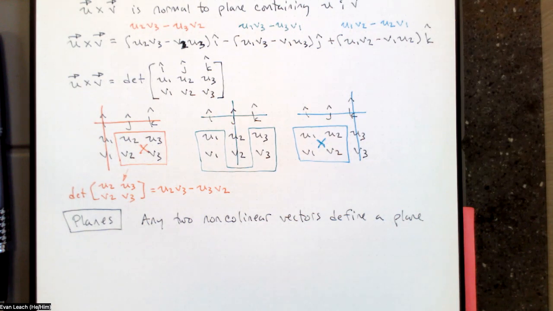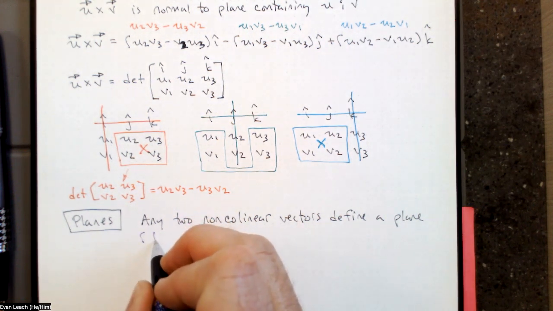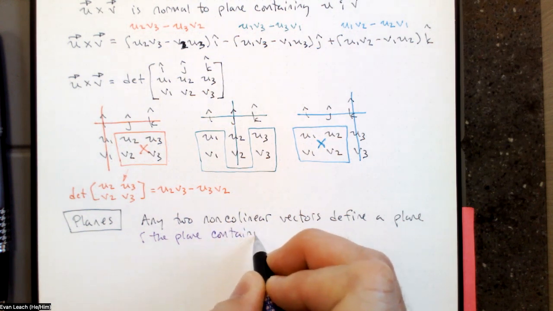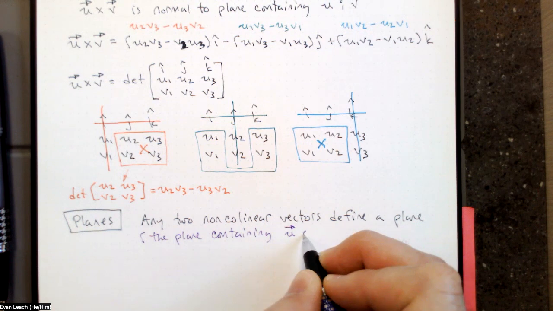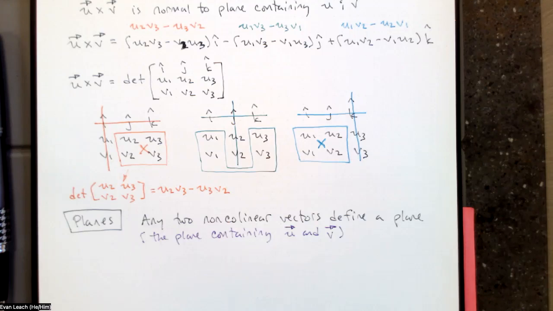Any two non-collinear vectors can define a plane. This is where we might say the plane containing u and v. We can also define a plane as everything perpendicular to one vector. So a normal vector defines a plane.